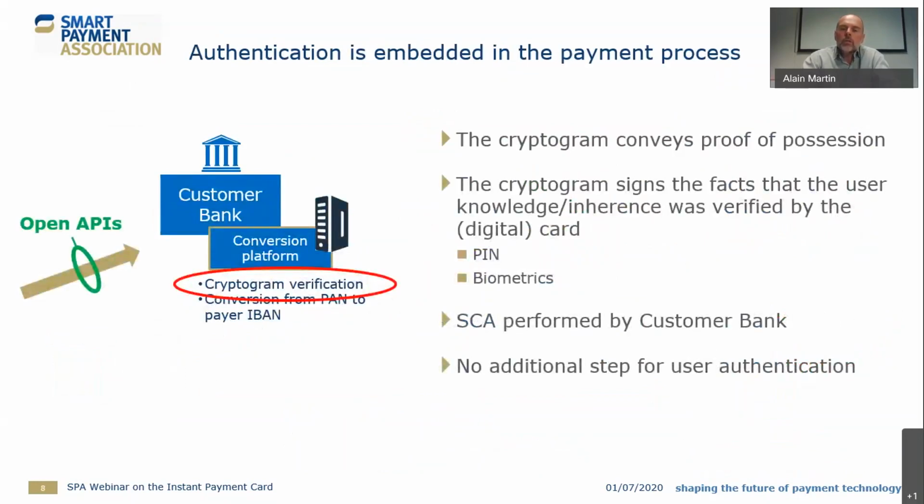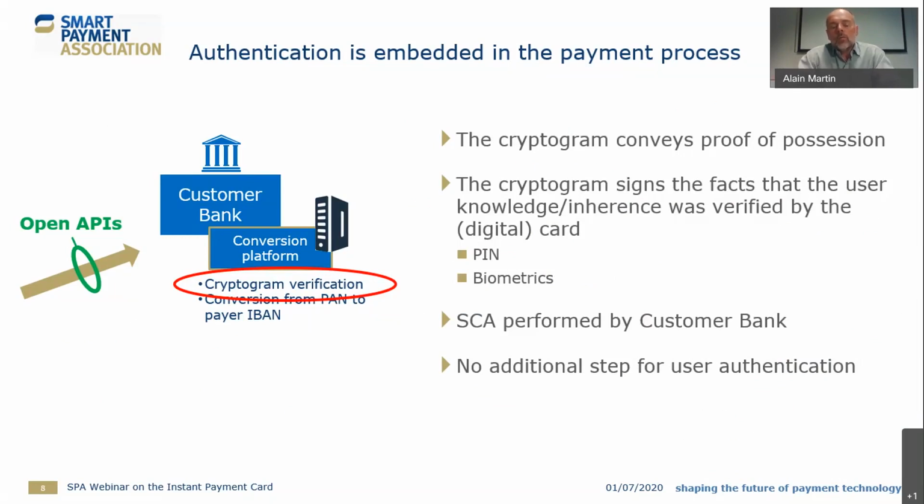So that's the principle. Why is strong customer authentication performed in this way? As I said, the cryptogram is calculated by the card or the digital card in the mobile phone, thanks to bank keys that have been provisioned. The keys, in other words, represent the possession of the device. And so the cryptogram verification, a positive verification, proves that the user has the proper device. It proves the possession factor.